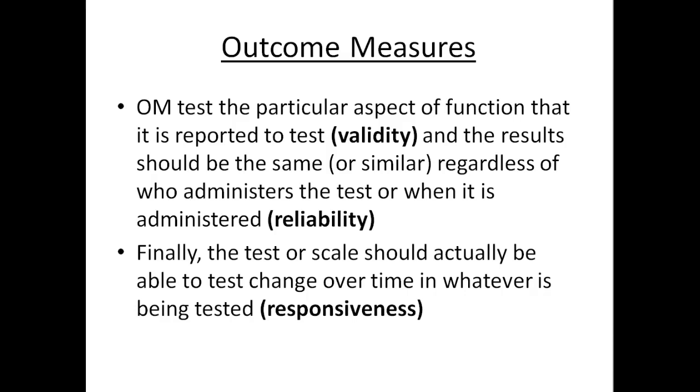Then outcome measures, we've got to test the particular aspect of function that it reports to test. So it's the validity, and the results should be the same or similar regardless of who administers the test or when it is administered, and that's reliability. So we've got to make sure that the test tests what it's meant to test, and that's the validity, and then we've got to make sure that we can repeat it, which is its reliability. And finally, the test should scale and change over time wherever it is being tested. This is due to the responsiveness. So it's got to pick up the changes in that test, and we might refer to that as the sensitivity.